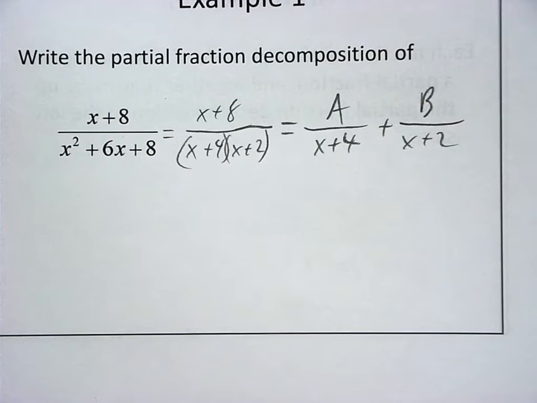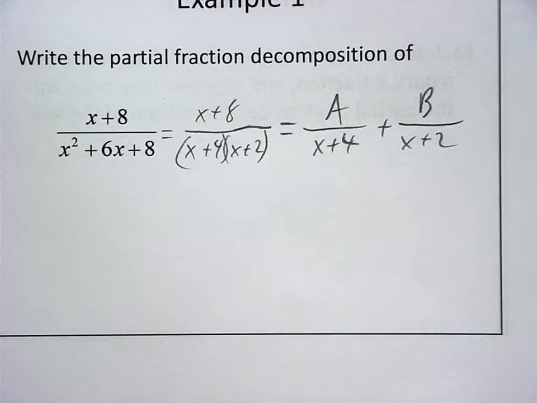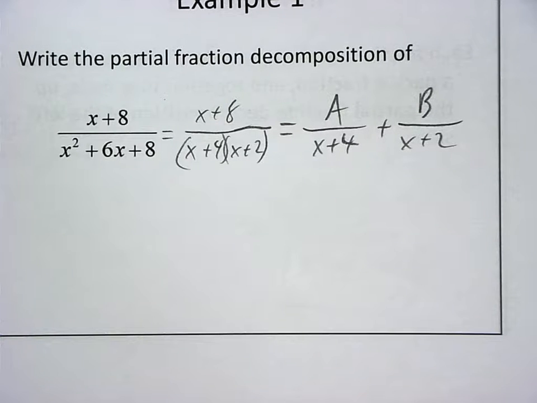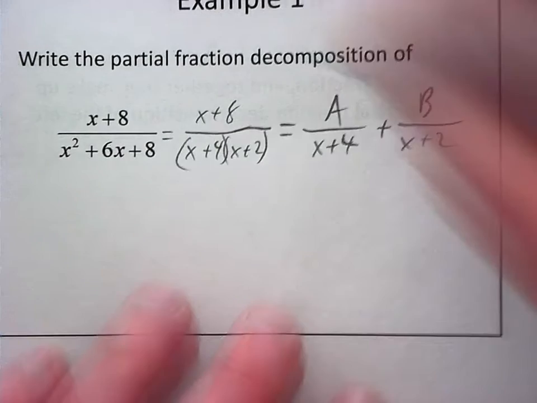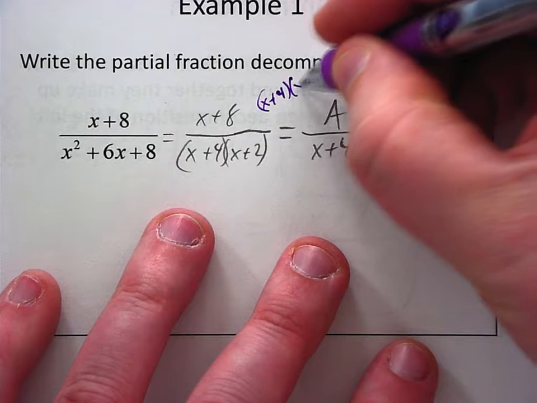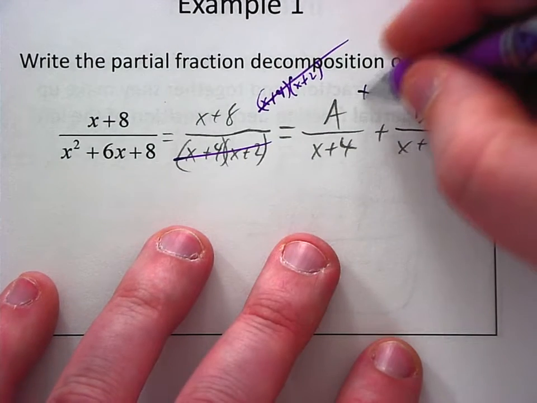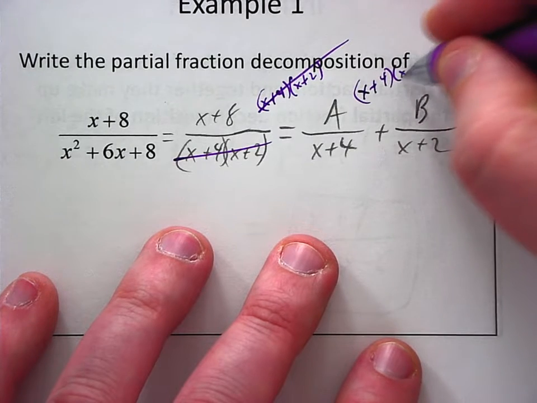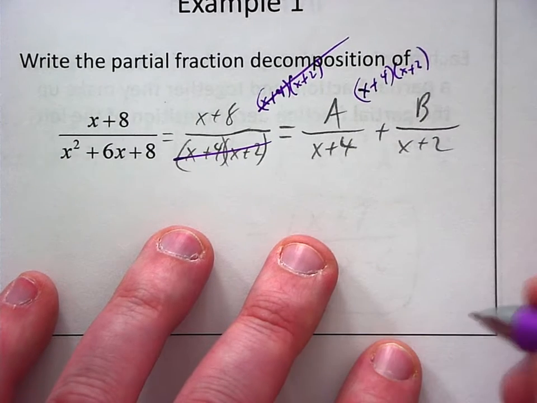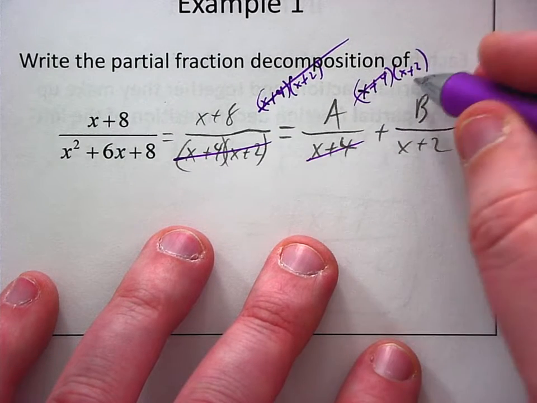What could I multiply by that would eliminate these denominators? X plus 4 and x plus 2. So I'm going to multiply each term by that. I'm going to multiply this part times x plus 4 times x plus 2, and both of those will cancel out. I'm going to multiply this one times x plus 4 times x plus 2. What cancels there? The x plus 4s. So you're left with a times x plus 2.